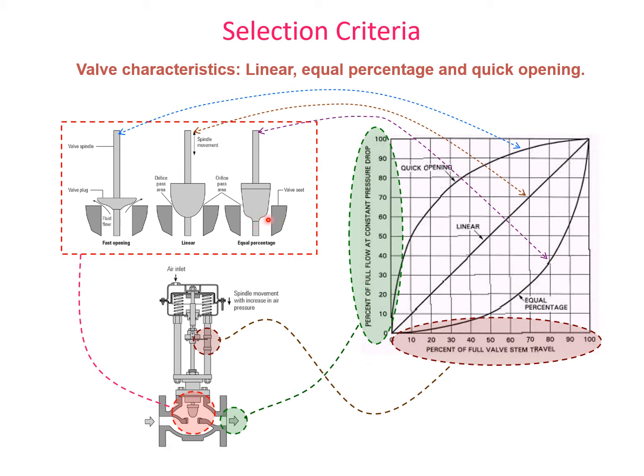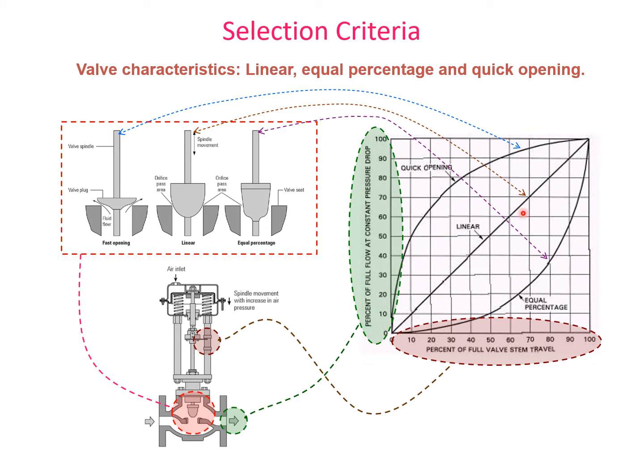straight area at the bottom of the plug. This kind of plug will be used for different processes, and each plug has a different characteristic. This figure shows percent of full flow at constant pressure versus percent of full valve stem travel. The bottom axis is the valve position, and the y-axis is the CV.